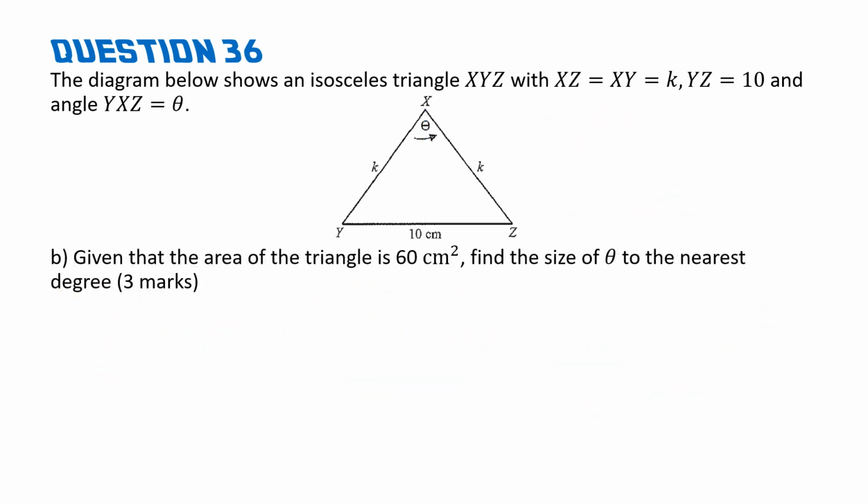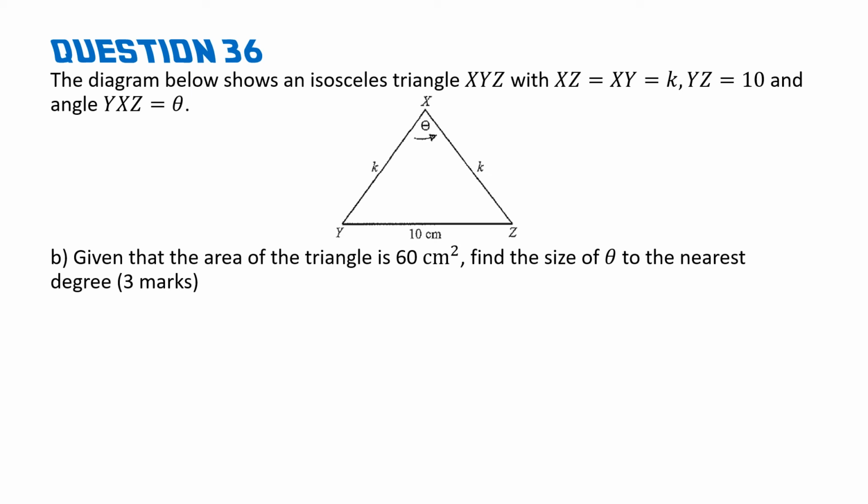And for part B, given that the area of the triangle is 60 centimeters squared, find the size of theta to the nearest degree. Right, so we were talking about finding the area if it was just some random amount, but now we're told the area is going to be 60 centimeters squared. It doesn't necessarily mean it has to be, but we just say, well, if it was 60 centimeters squared, what must the size of angle theta be?